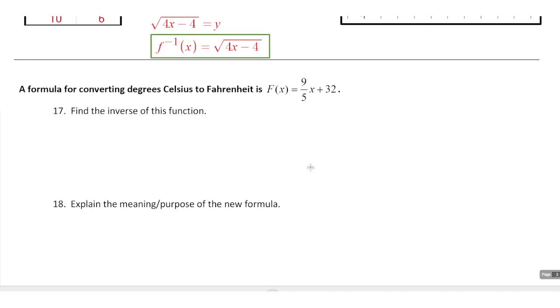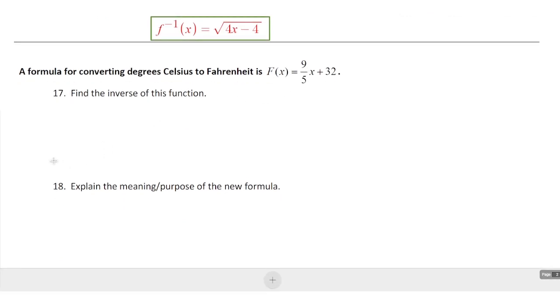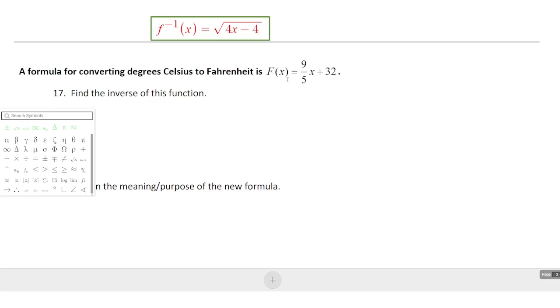The last problem here, we're given the formula for converting Celsius to Fahrenheit. These are 2 degrees that measure the temperature. So in other words, how hot it is in your room or outside, or anywhere, I guess. The first question says, okay, find the inverse of this function. I want you to keep in mind, F is the Fahrenheit, and here the x is the Celsius. So make a little note here that Celsius is x, Fahrenheit is f of x. I'll just call that y for now. We're going to find the inverse.